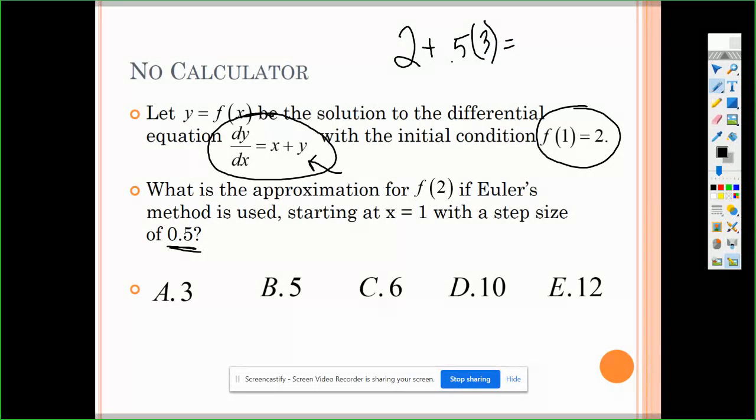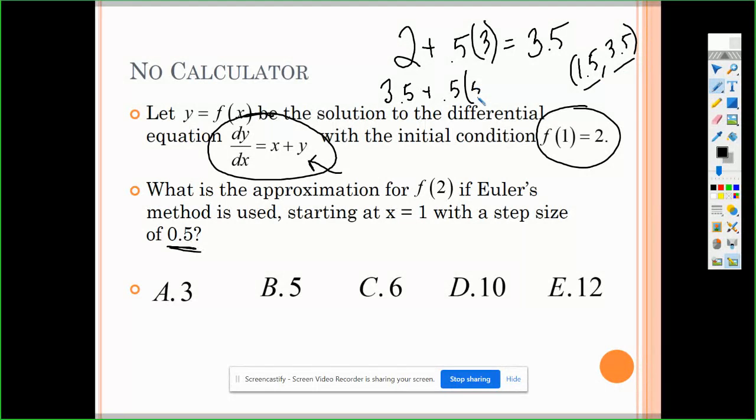So let's see. 3 times 0.5 is 1.5, plus 2 is 3.5. So now I'm at the point 1.5 comma 3.5. So I'm starting at 3.5. I'm adding a step size of a half, and then I'm multiplying by x plus y. So that's 5. So 0.5 times 5 is 2.5. So I get 3.5 plus 2.5.